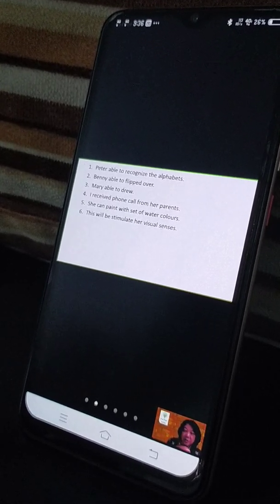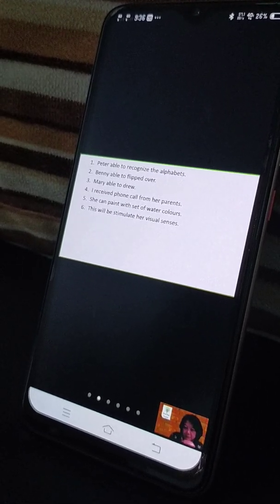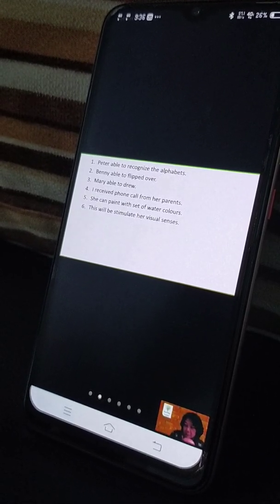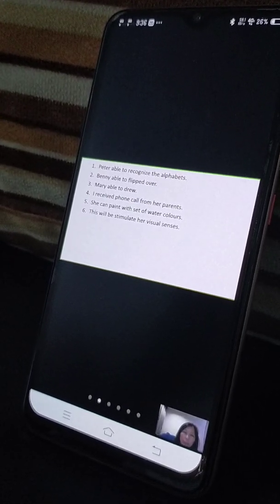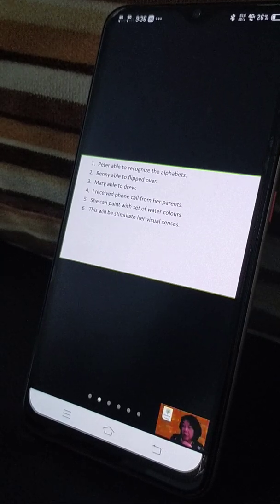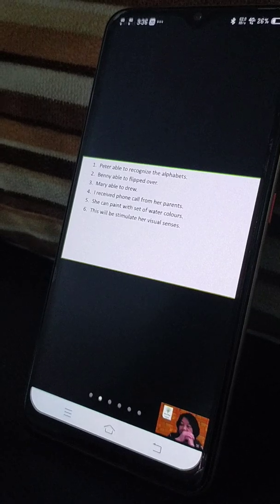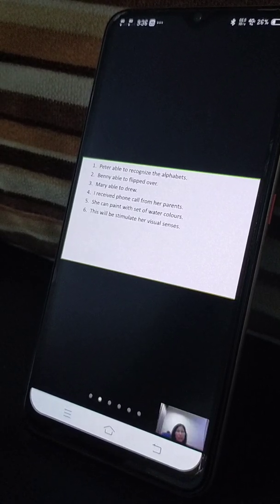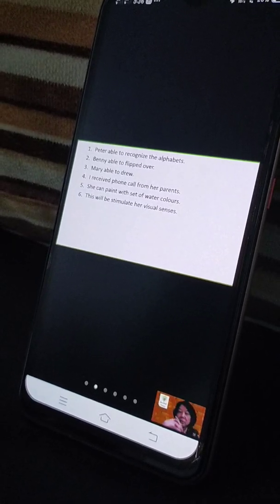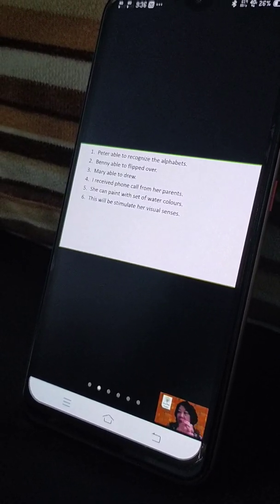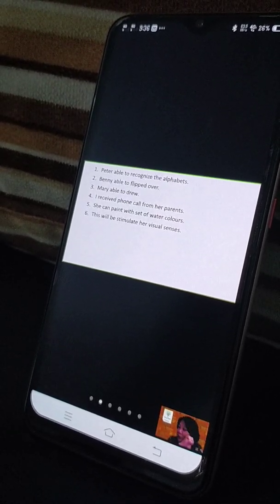This will be stimulate her visual senses. This will stimulate. This will stimulate her visual senses. Any other suggestions? Sure. It's right to say that this will stimulate her visual senses. I just want to see if there is anybody else who may have a different way of saying the same thing.